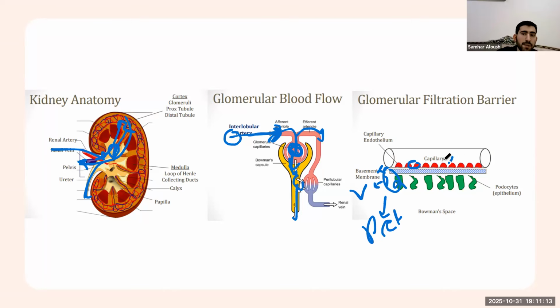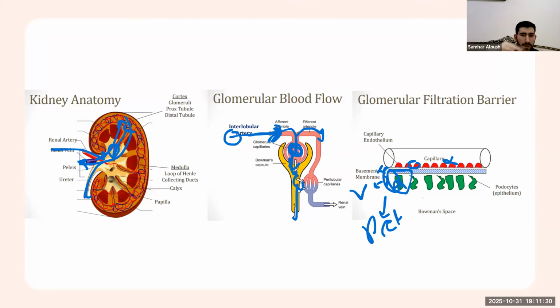Okay, so if I damage the capillaries, what will be filtered? The RBCs, with some protein, but the RBCs are the main thing that's going to be filtered. If I damage the basement membrane and the podocytes, what will be filtered? The protein, because the basement membrane and podocytes repel protein.